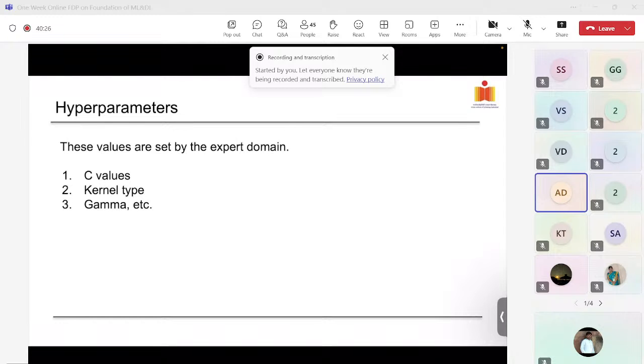So let's talk about what the hyperparameters in SVM are. Like I said, these hyperparameters have to be fixed by a domain expert, and they're not trainable parameters when you're training the algorithm. In this case also, there are three different hyperparameters. Actually, there are more, but the important ones are these three. The first one is the C value. So what is the C value?